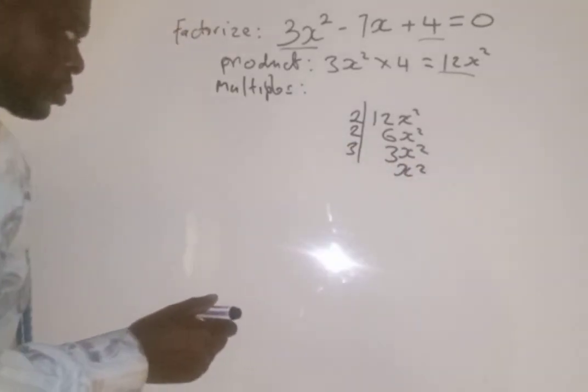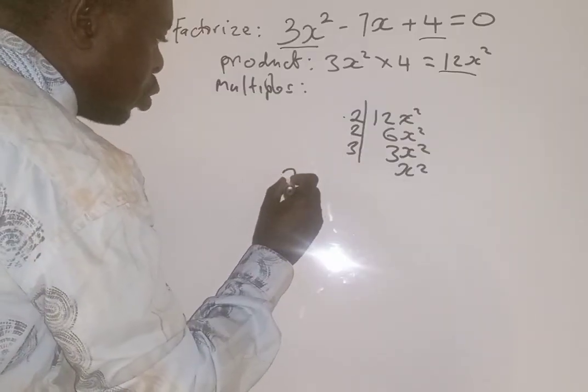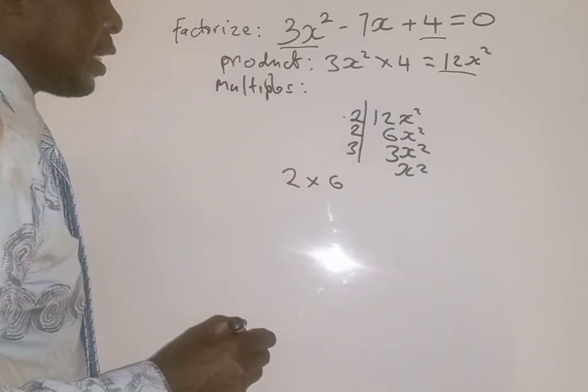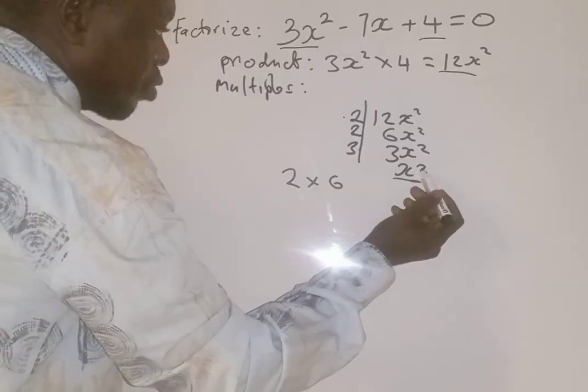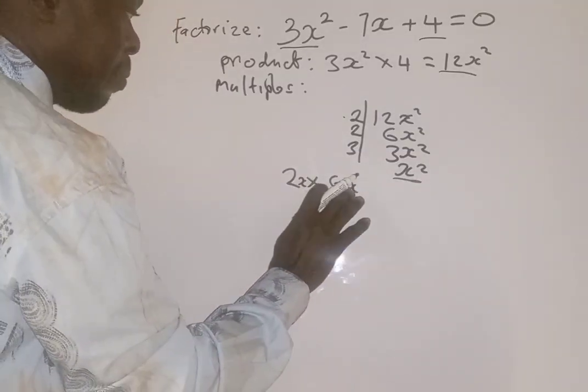x squared times. Now, to get the prime factors, we start with this number. If we start with this number, it means we have to multiply with 2 and 3. So we shall have 2 multiplied by 2 times 3 is 6. 2 multiplied by 6, we get 12. Remember, I left x squared without finding its prime factors. What we do is just assign an x here and x here so that we complete this x squared. So 2x multiplied by 6x, we get 12x squared.